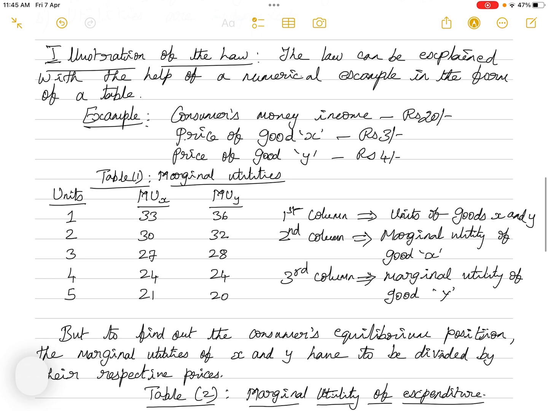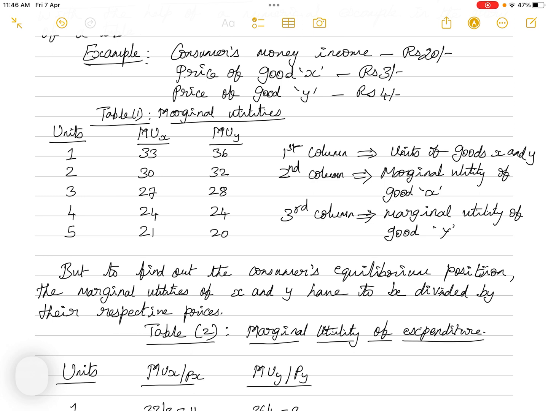The law can be explained with the help of a numerical example in the form of a table. Okay, so next let us take an example. You write example. We are assuming consumer's money income to be rupees 20 and this entire 20 rupees is spent on commodity X and commodity Y. So the price of good X, let us assume it as rupees 3. Price of good Y, let us assume it as rupees 4. Okay, so this entire 20 rupees he has to spend on commodity X and commodity Y at their given prices.